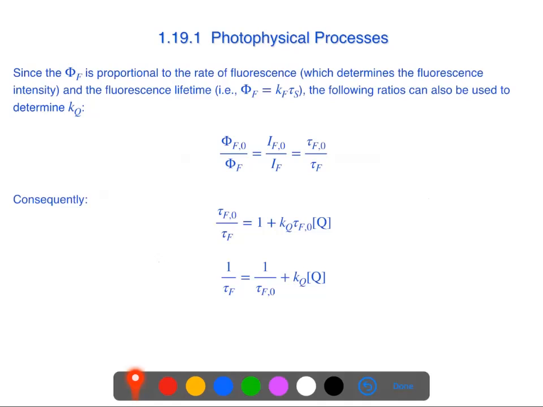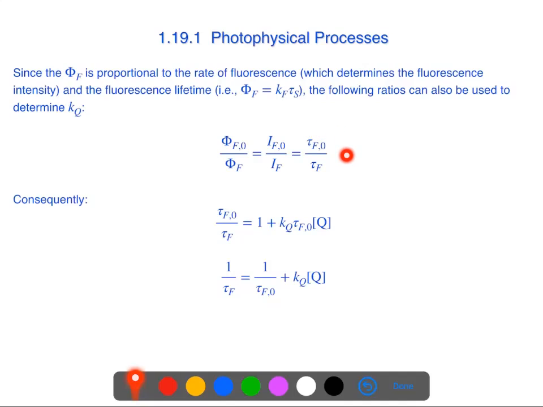Lastly, since the fluorescence quantum yield is proportional to the rate of fluorescence, which determines the fluorescence intensity, and the fluorescence lifetime, the following ratios can also be used to determine the quenching rate constant. So as shown, we've been looking at the Stern-Volmer expression with respect to the fluorescence quantum yields in the absence and presence of a quencher. We can equate that ratio to a ratio of fluorescence intensities or fluorescence lifetimes, again, in the presence or absence of quencher.